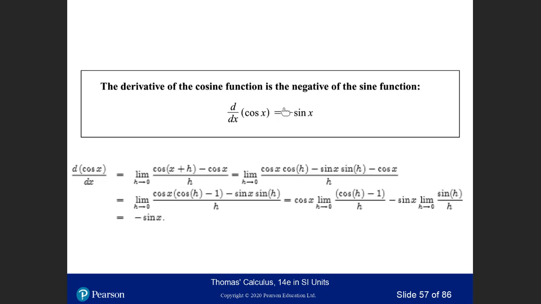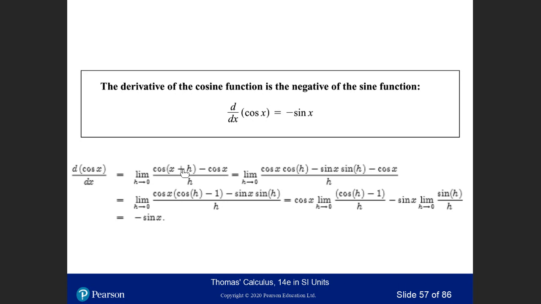Now, the derivative of cosine of x is minus sine of x. Let's prove that also. So that will be enough for us to prove just two of them. Then we can use the rules of derivation to prove the derivatives of other trigonometric functions. So that's cosine of x plus h minus cosine x, divided by h, and as h goes to 0.